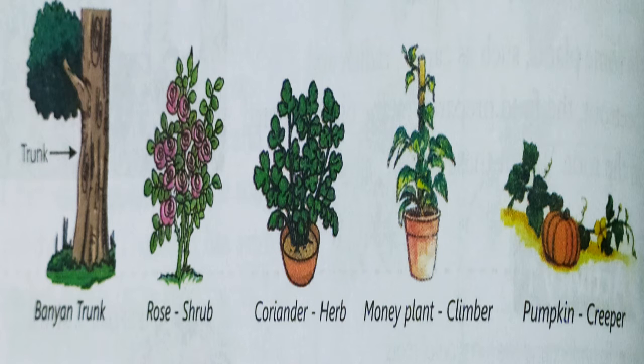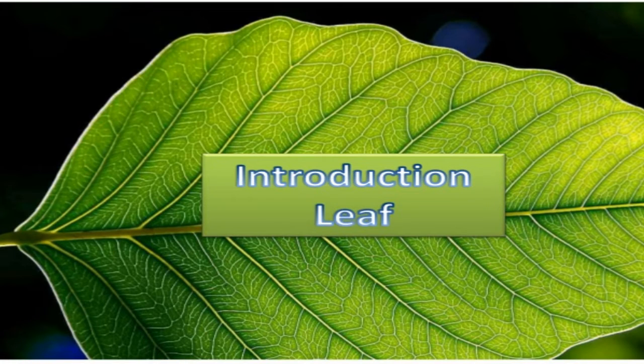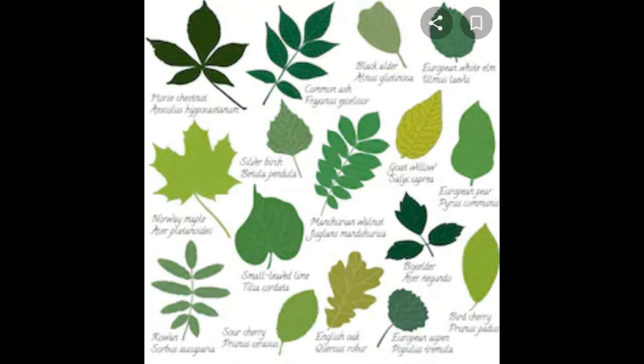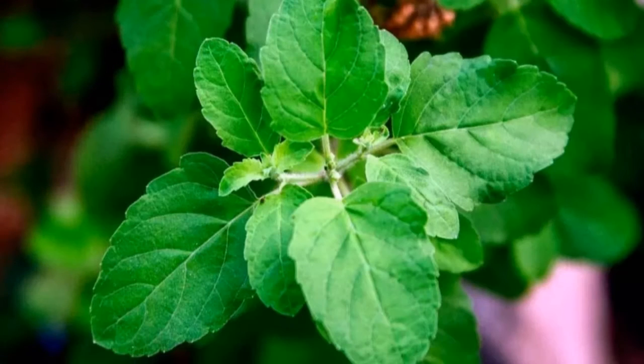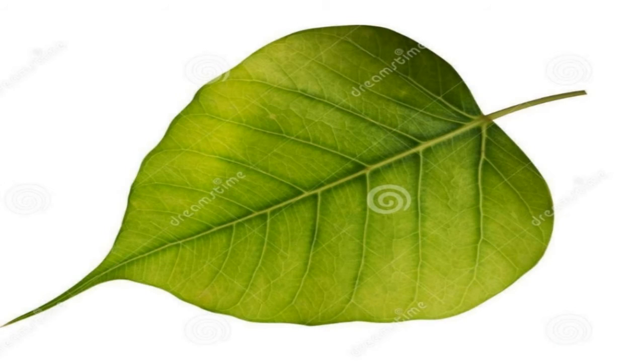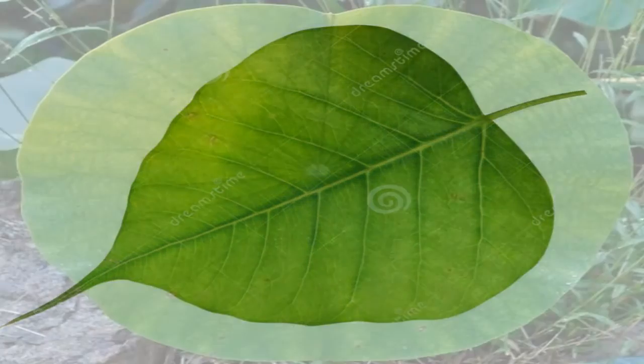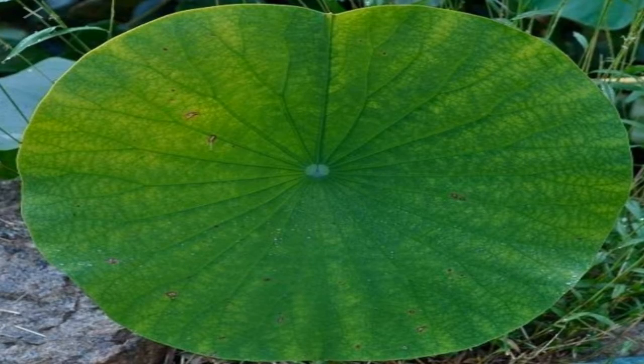Now our next part is leaves. Just like the stem, leaves are also an important part of plants. They are generally green and of different shapes and sizes. You must have observed that different plants have different shapes and sizes of leaves. Like you have seen, banana plants have big leaves, while tulsi plants have small leaves. Peepal trees have heart-shaped leaves. Lotus plants have round ones. So different kinds, different shapes, different sizes.